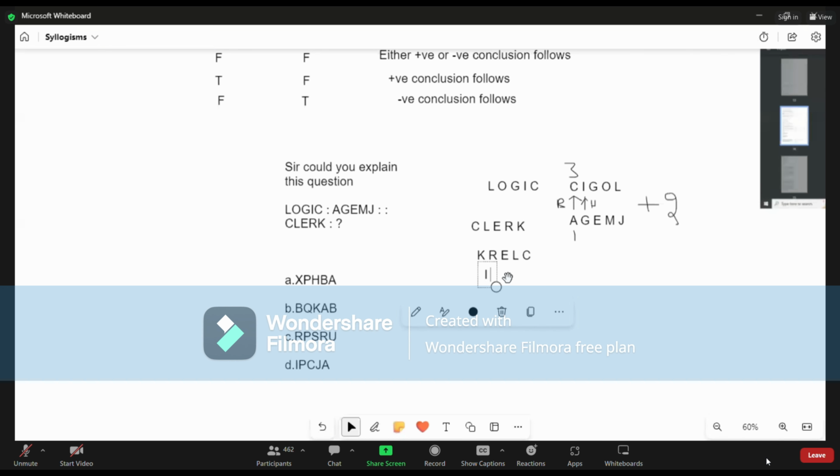Then P, C, J, A. So this will be the answer for CLERK. As I have mentioned, we first reverse the given logic. We have reversed it to CIGOL, and we have found that there is a logic with the reverse order. That is, CIGOL from bottom to the top is a plus 2. So I have done the same with CLERK. I have reversed the letters to KRELC, and then I have applied the same logic as over here. So IPCJA is the answer.